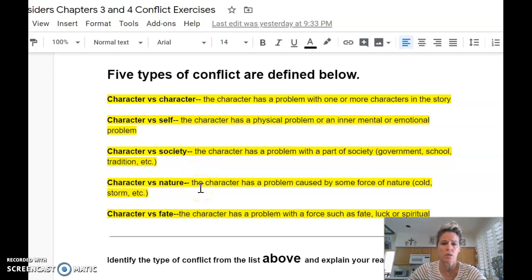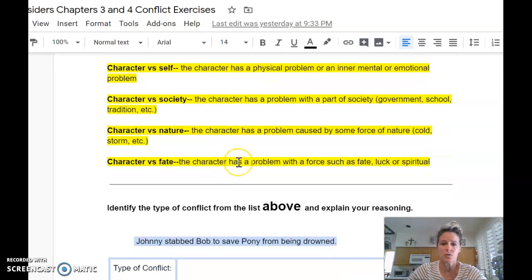Character versus nature is, if you picture some of the Disney movies like White Fang or that sort of thing, where a character is battling the elements, like they get lost at sea or they get stranded in a forest or that sort of thing, and they have to survive. That's what a character versus nature feels like. Character versus fate. That's when a character has a problem with a force, such as fate, luck. I put spiritual. To be honest with you, the other term there is or God. But, with different people having different beliefs, I didn't want to box you in that way, so I put spiritual instead. But either way, I think you'll understand what I'm talking about there.